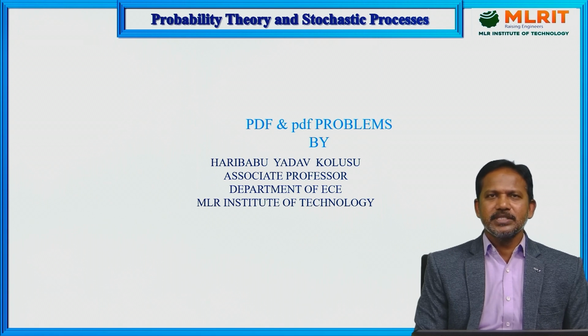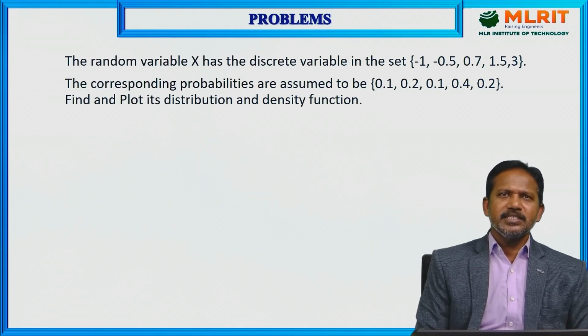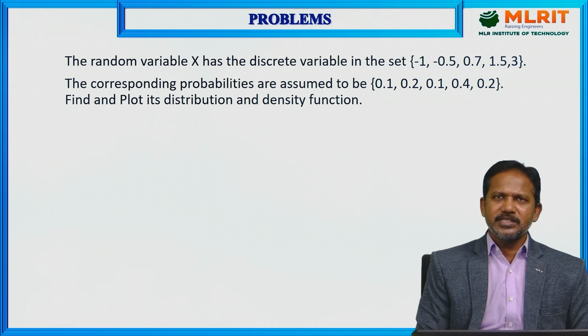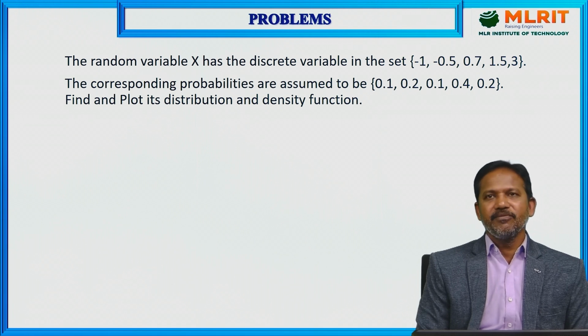Today, I want to discuss problems related to probability distribution and density function. Here, the random variable x is a discrete random variable taking values in the set -1, -0.5, 0.7, 1.5, 3 with corresponding probabilities 0.1, 0.2, 0.1, 0.4, 0.2. Now I need to find the distribution and density function of this random variable.